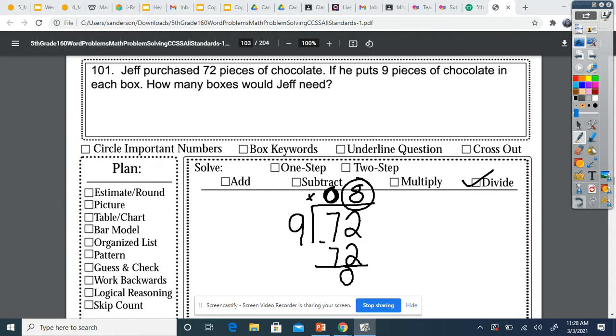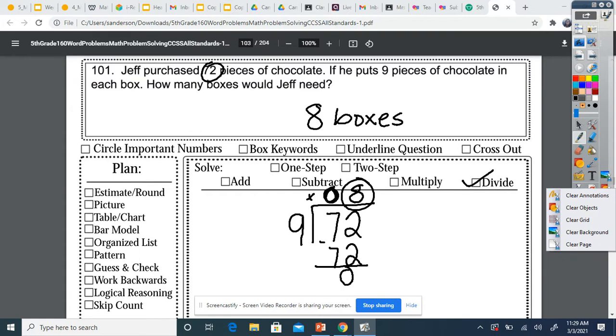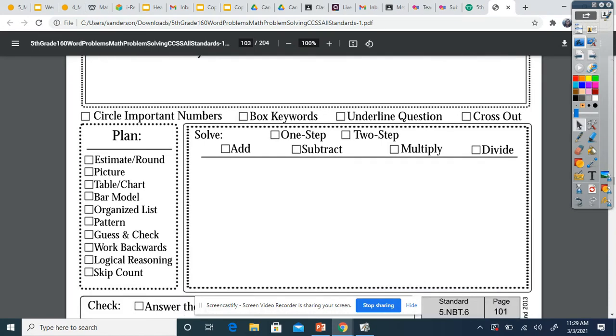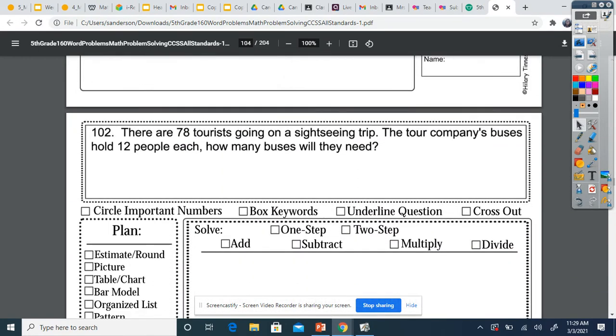So how many boxes does Jeff need? He just needs 8 boxes for all of his pieces of chocolate because there's going to be 9 in each box. And if I wanted to check that, I could do 8 times 9 to get my total amount of chocolate, and then I would get 72. Does that answer make sense? Yes, it does make sense. Okay. Next problem.